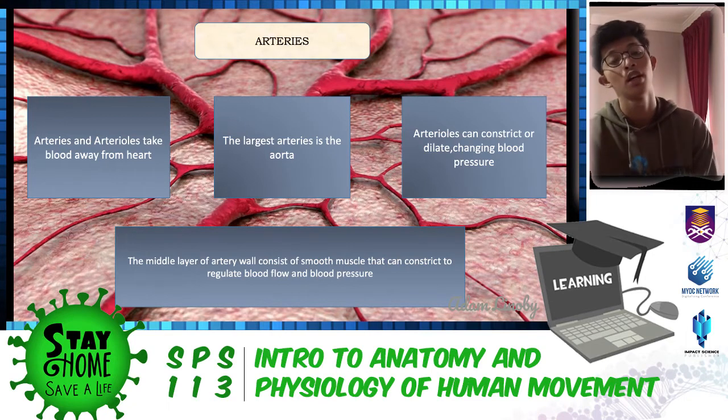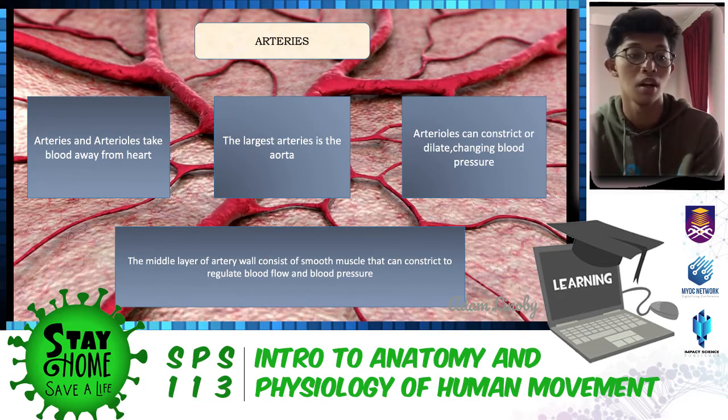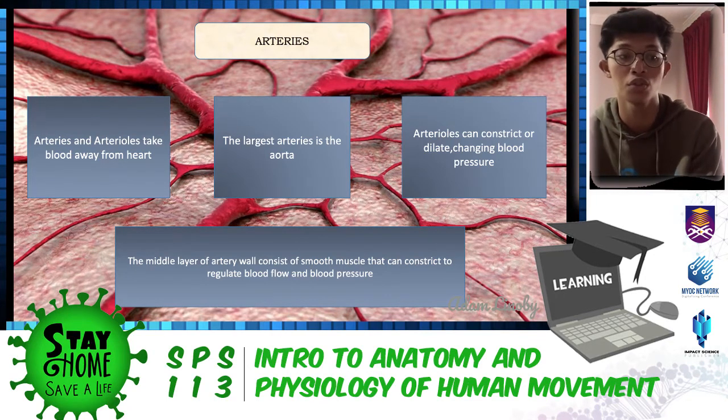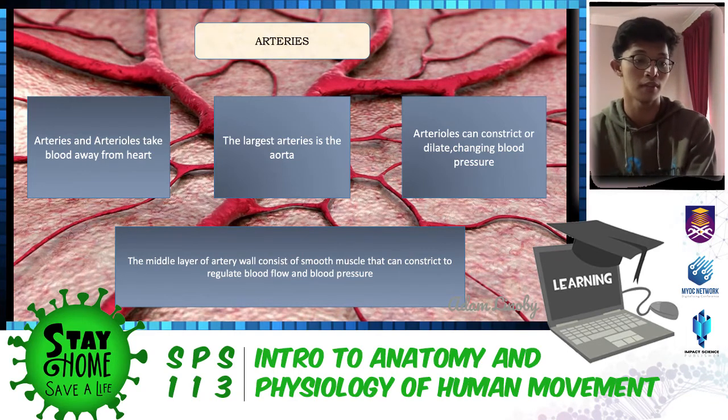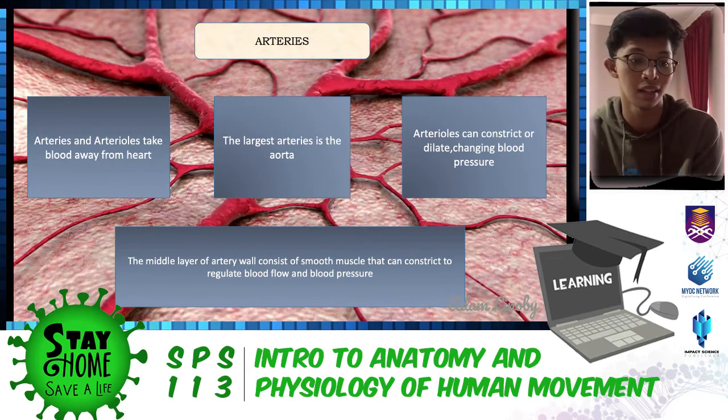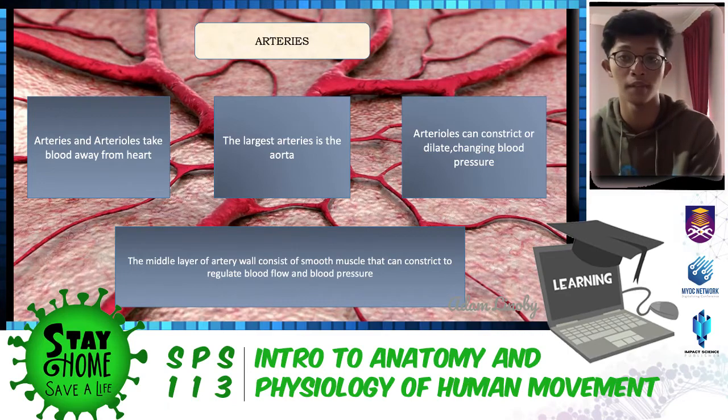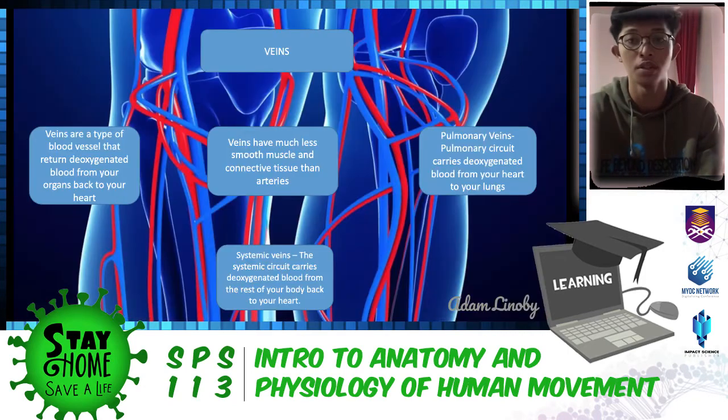Okay, and then arterioles can constrict or dilate, changing blood pressure. And then the middle layer of the artery wall consists of smooth muscle that can constrict to regulate blood flow and blood pressure. So what are veins?